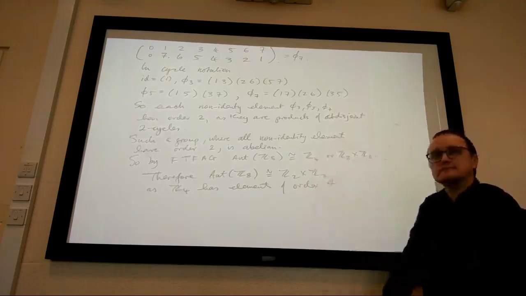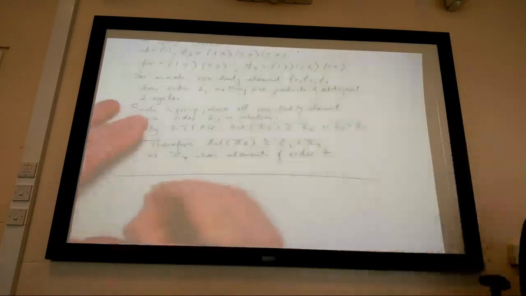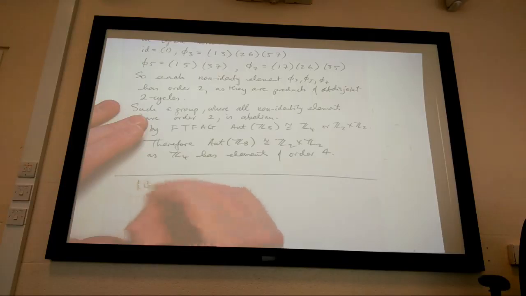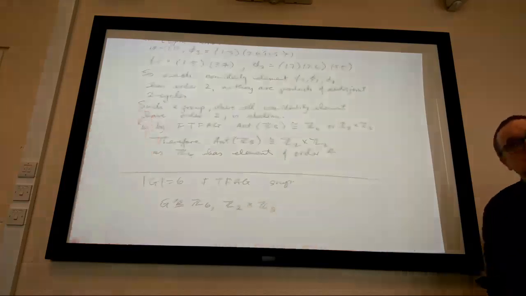So if it was order 6, what would that be? The possibilities: if the order of G is 6, then the fundamental theorem of finite abelian groups says, if G is abelian, G will be isomorphic to Z6 is one. Well, in fact, there's not too many for order 6. It's just Z6 and Z2 cross Z3.